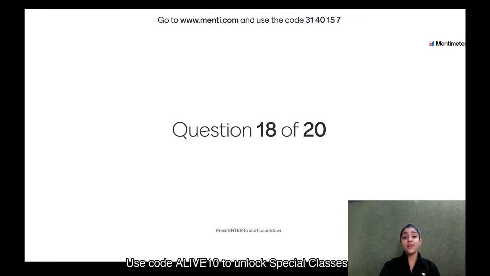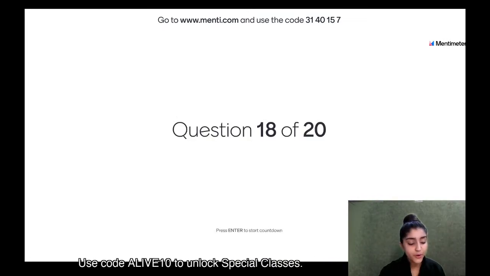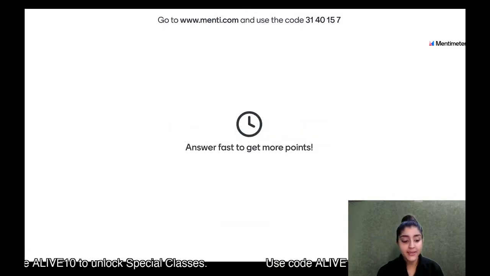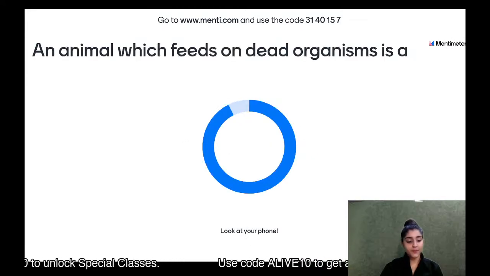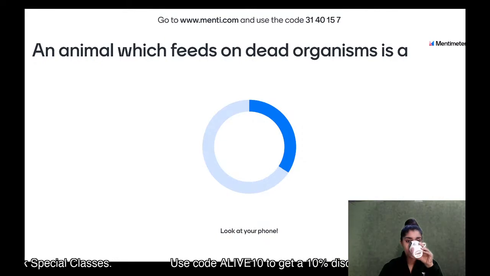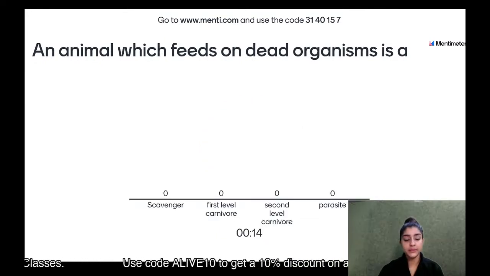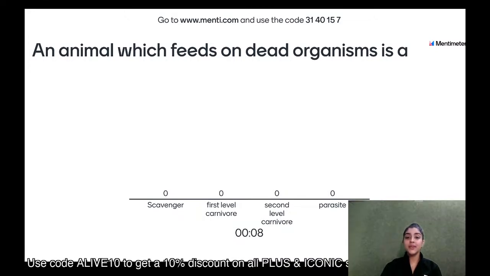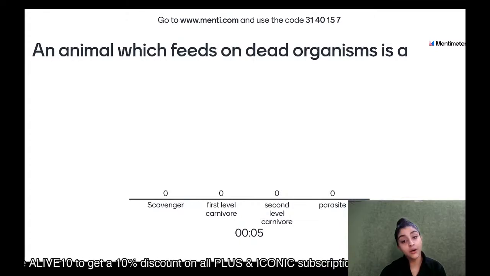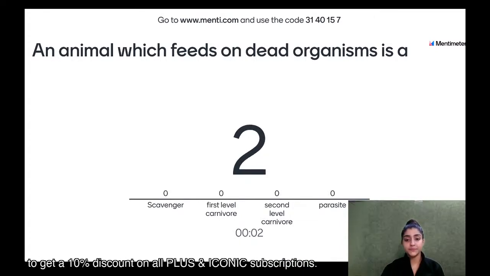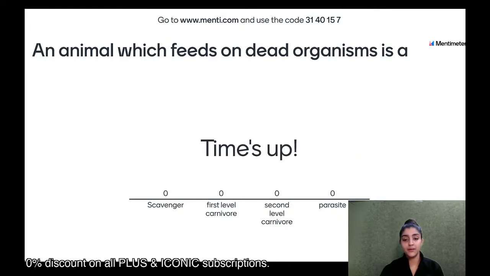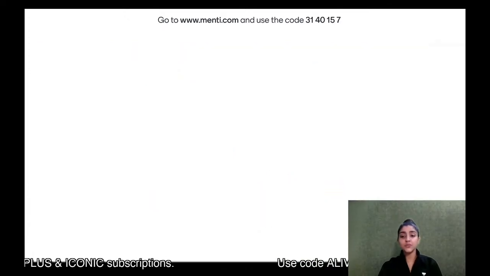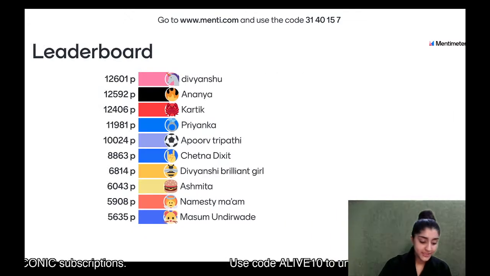Alright, okay. So last 3 questions. Quickly, pull up your socks, guys, and you are doing an amazing job today. Okay, let's see. An animal which feeds on dead organisms is a what? Yes, very nicely answered, all 10 of you. Scavengers, they feed on that.